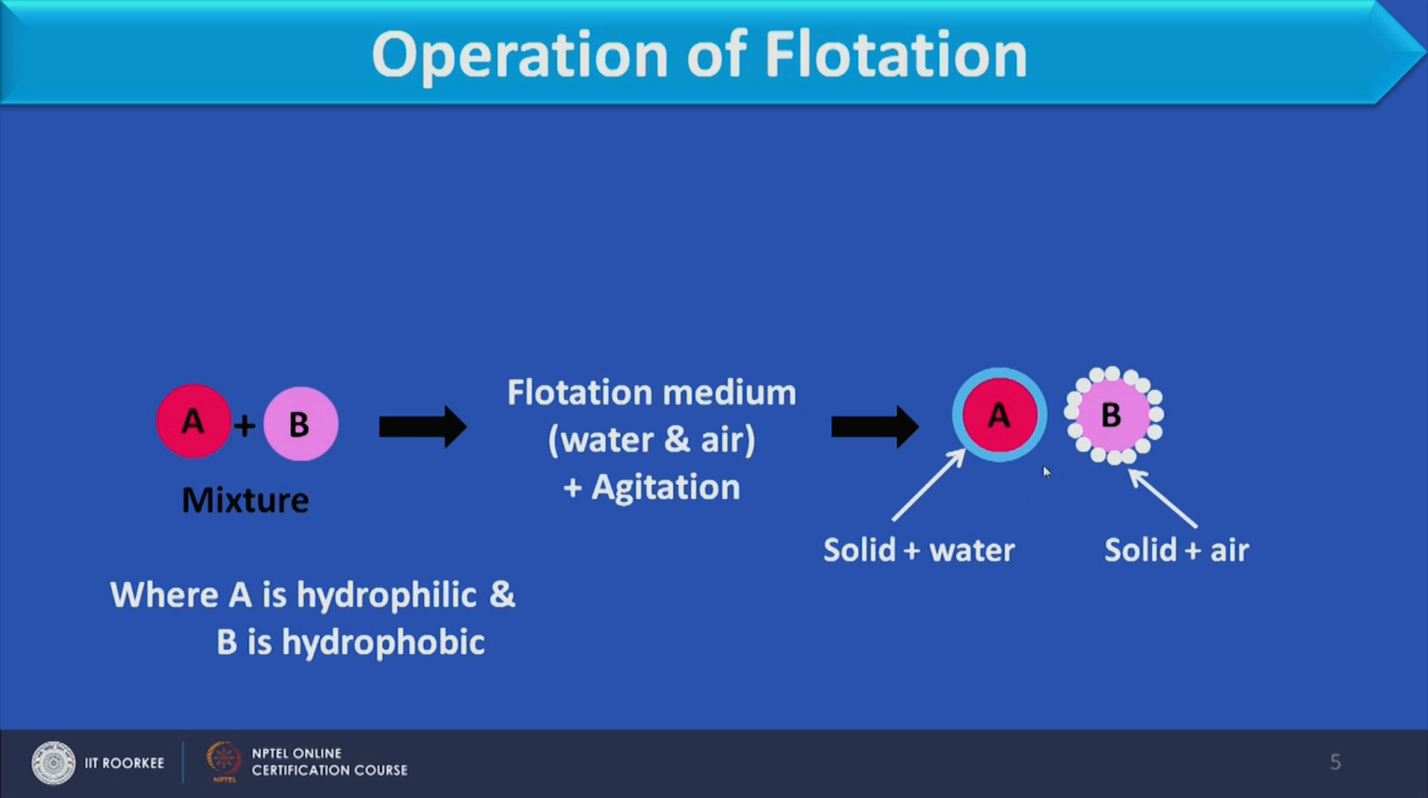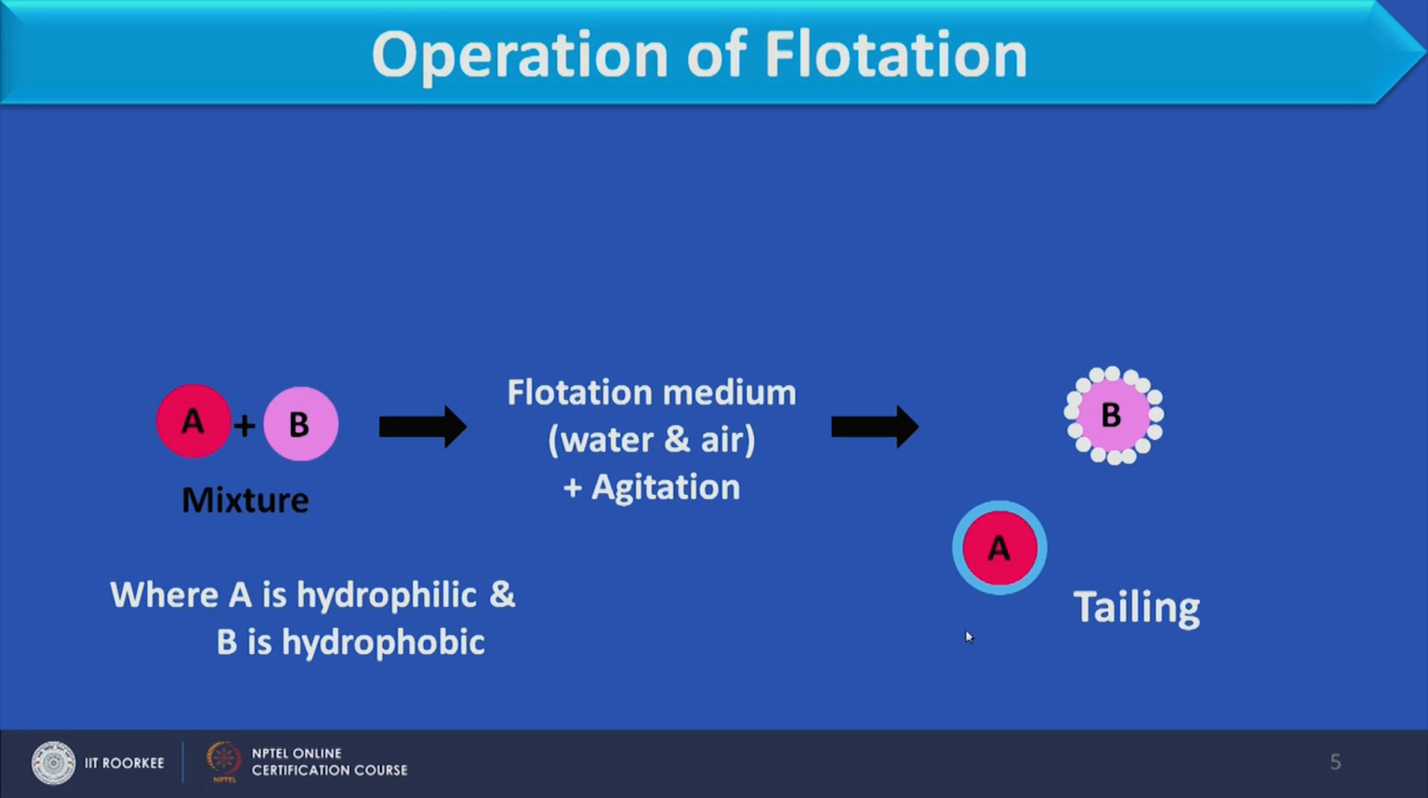So, if we are considering the aggregate density, the density of this A and water should be higher in comparison to density of B and air, because density of air is very less in comparison to that of water. So, obviously component A with the water film over here becomes heavier in comparison to B plus bubbles. So, component A will be settled down due to its heaviness, and component B along with air bubble will be floated up.